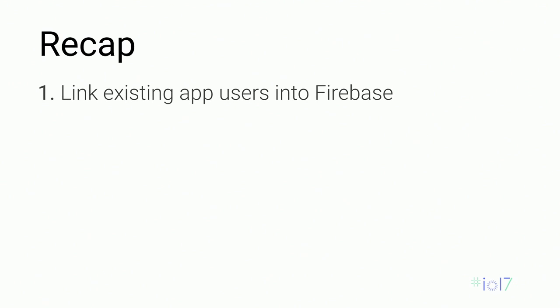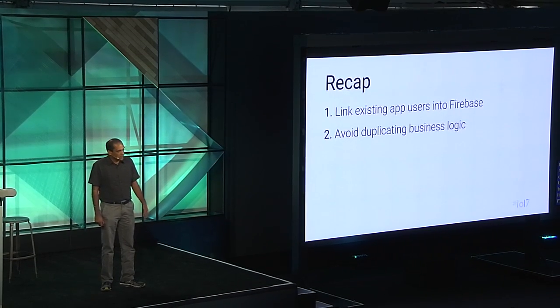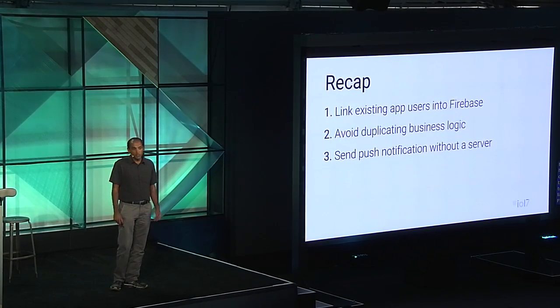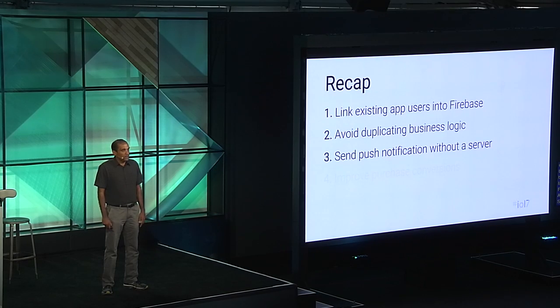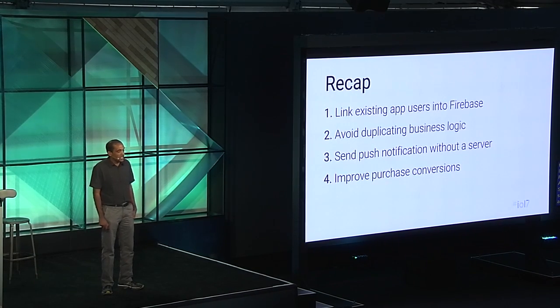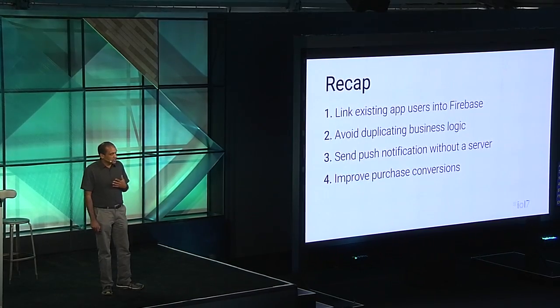To recap, we saw how to link your existing app users into Firebase using custom auth token. Avoid duplicating business logic by writing business logic inside of Cloud Functions. Send push notifications without a server using cloud messaging inside of Cloud Functions. And finally, try and improve purchase conversions by tracking non-purchasers via analytics and actively reaching out and re-engaging with them via FCM. We have shown you how to use Firebase to build an in-app chat feature within an e-commerce app. However, developers have used Firebase for many other creative use cases. And let's see a few examples.